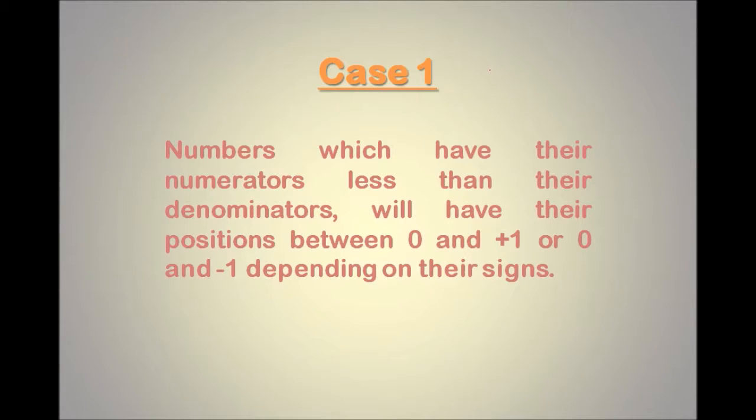A rational number is any number which can be expressed in the form of x by y, where x and y both belong to the set of integers and y is not equal to 0, because y is in the denominator, so y cannot be equal to 0. So any number which can be expressed in the form of x by y, where x and y are integers and y is not equal to 0, is a rational number.